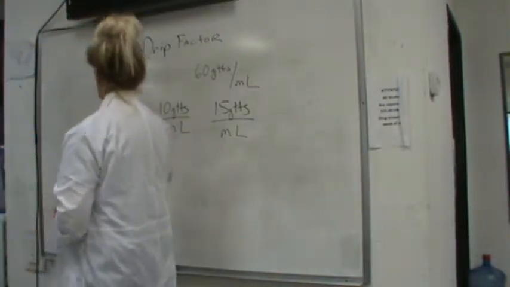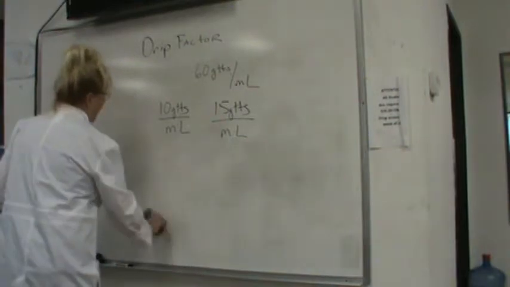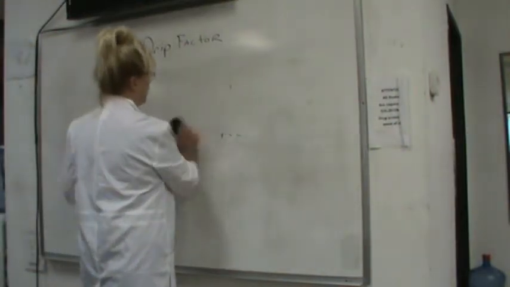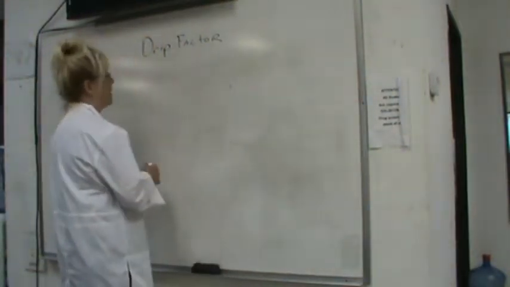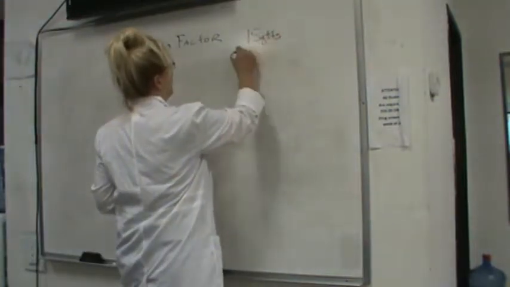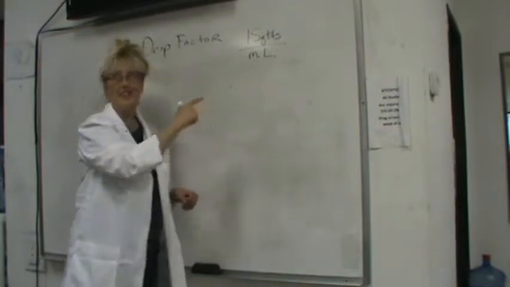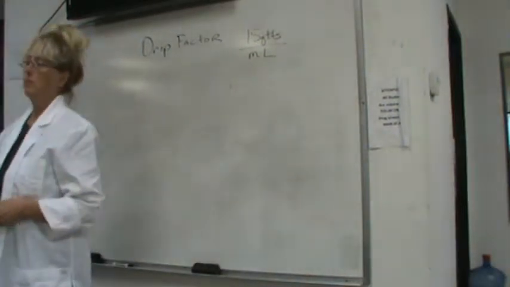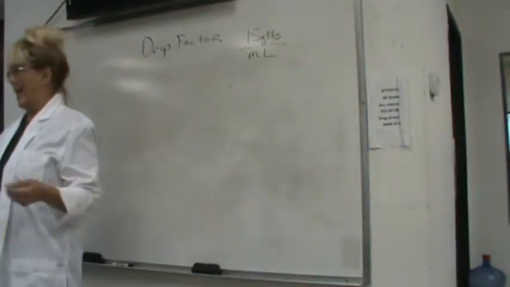Okay, so let's take a look. We have an IV bag that says the drip factor is 15 drops per mL. That's a given. That's a constant, isn't it? What does a constant mean? It doesn't change. Exactly, it doesn't change.